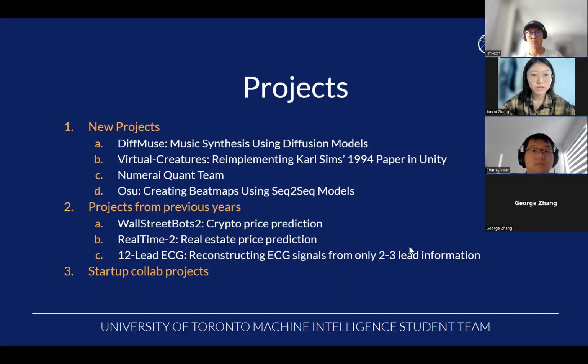Among the projects, 4 of them are new this year, and 3 of them are from last year. And we're also collaborating with startups, so the details about those projects will come later this month.